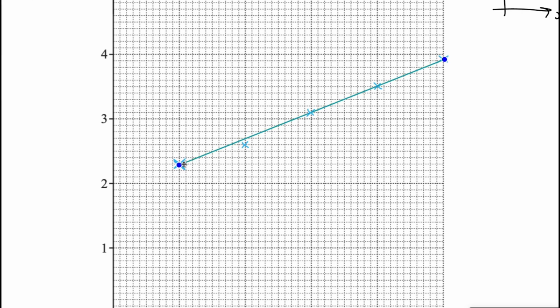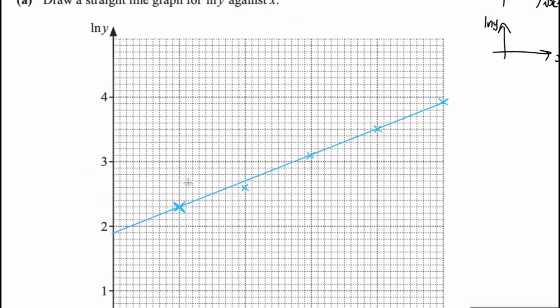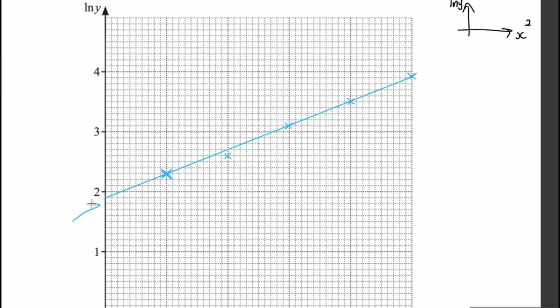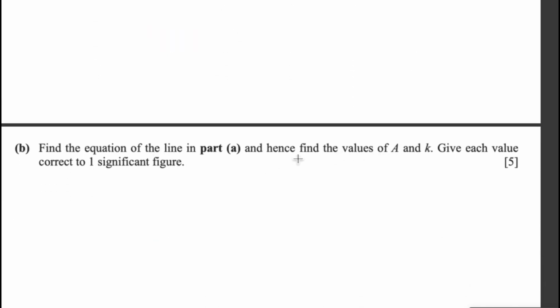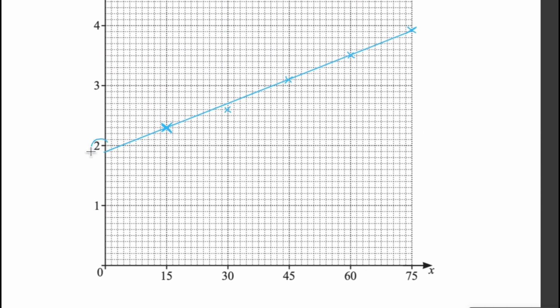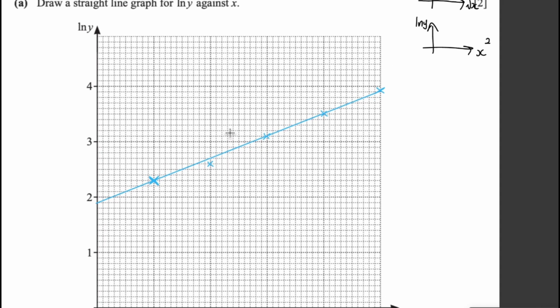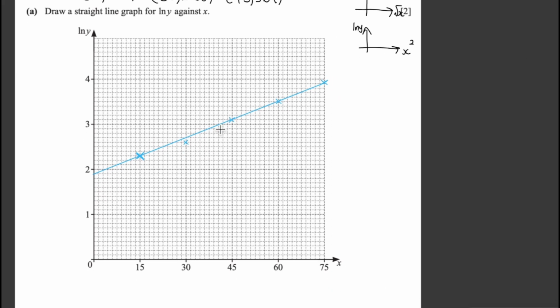You can also extend this line going back all the way to the y-axis, and this is what most people are going to do for this question. This is very useful because in the next question you will have to find the equation of the line, and extending it all the way back allows you to find the y-intercept. So one recommendation is that you draw your line like this. As long as you have a straight line of best fit passing through these points, then you should be good to go. And I'm going to show you the answer here.